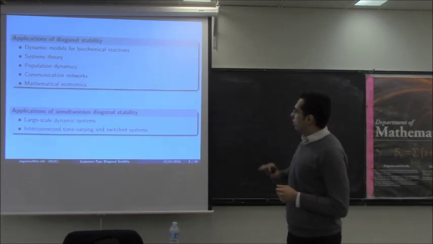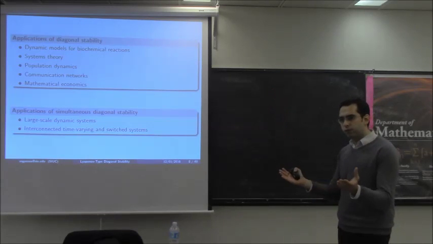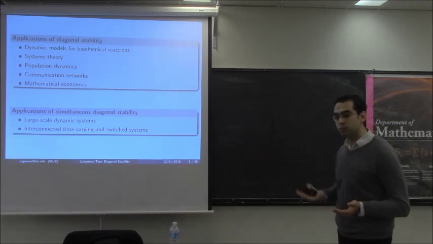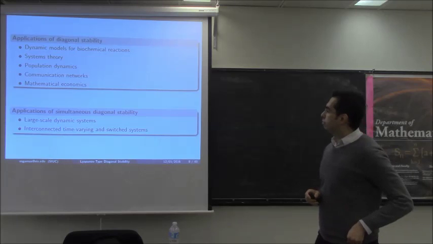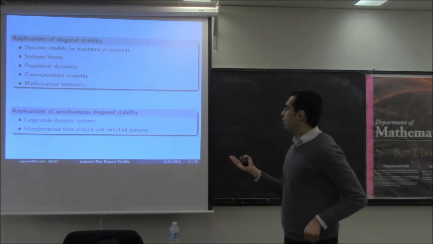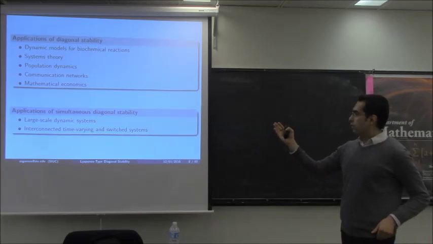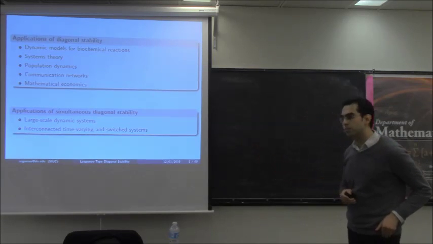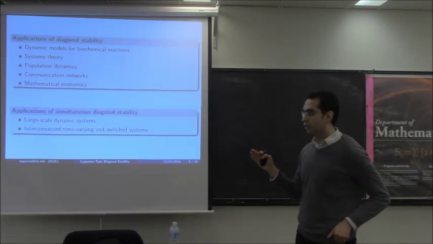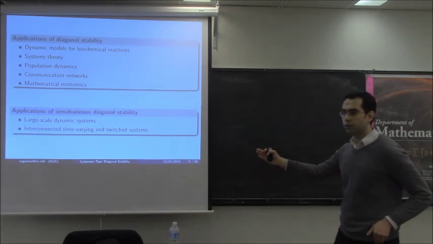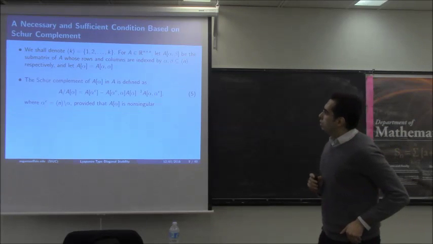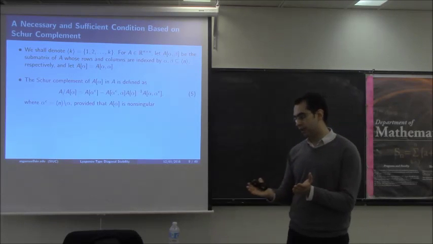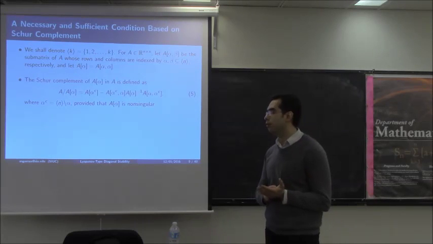First, I would like to discuss the applications here. Diagonal stability has found applications in mathematical biology, in systems and control theory, and many engineering areas. And also simultaneous diagonal stability itself has found application in interconnected time delay and switched systems. And there are many problems in these areas to be solved regarding diagonal stability. Now, in this part, I will present a necessary and sufficient condition for diagonal stability.